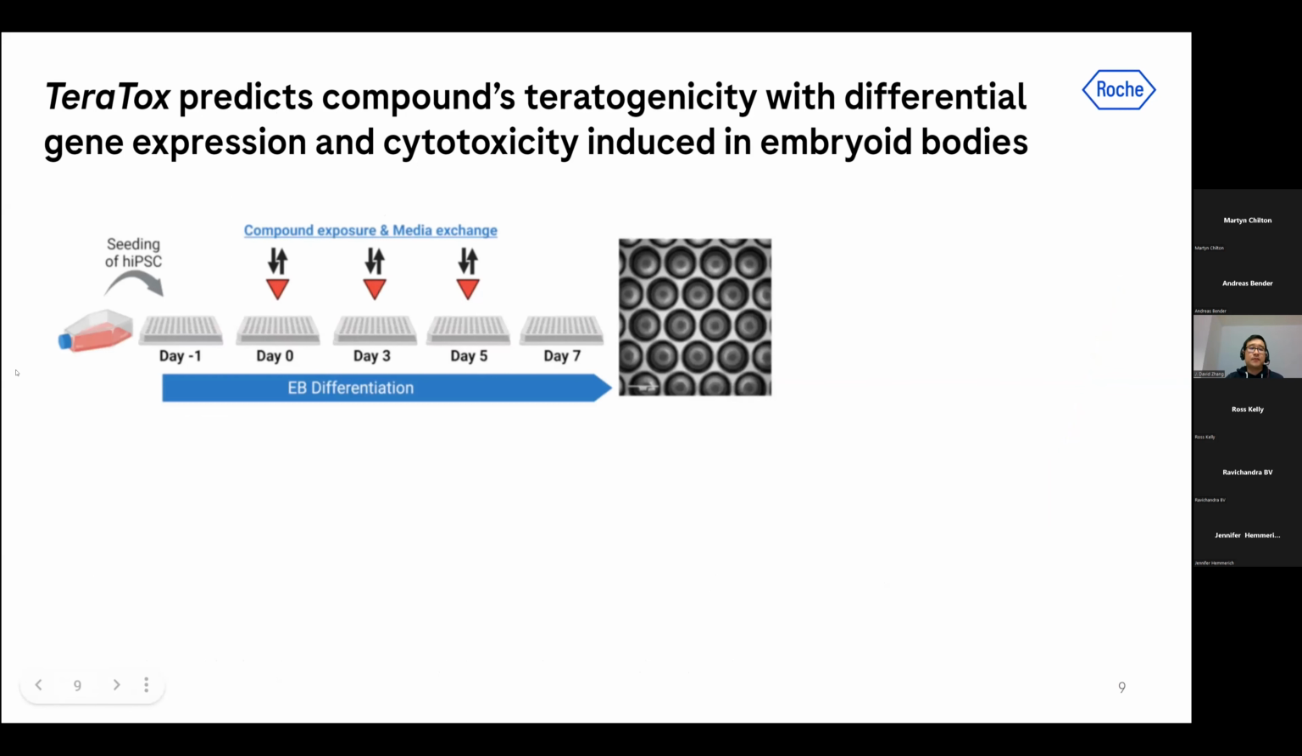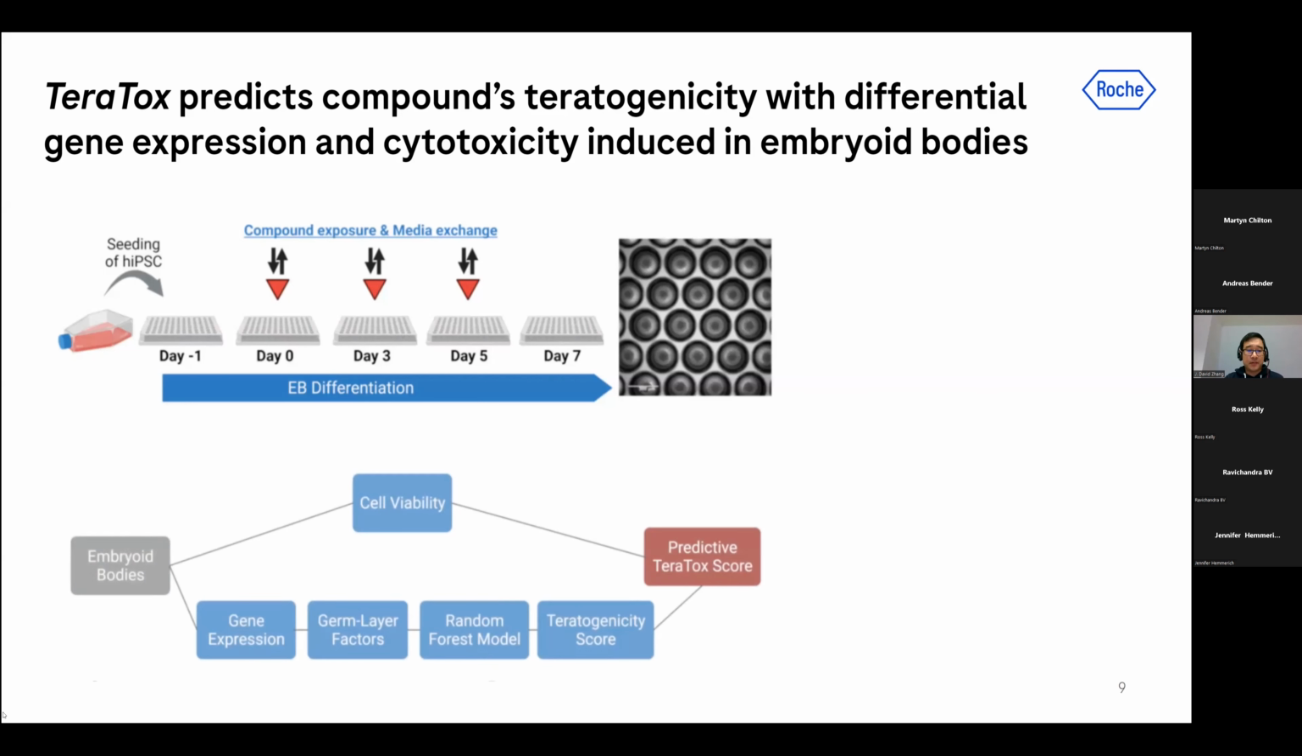How is the assay set up? We use pluripotent stem cells, culture them for 7 days, and these cells go into spontaneous differentiation. They form this kind of very nice structure known as embryonic bodies. And these embryonic bodies, on one side, are tested for cell viability. The other side, they are subject to gene expression analysis, from which we derive germ layer factors. And a random forest model outputs a teratogenicity score, and both cell viability and teratogenicity score are combined to deliver a predictive TeraTox score.